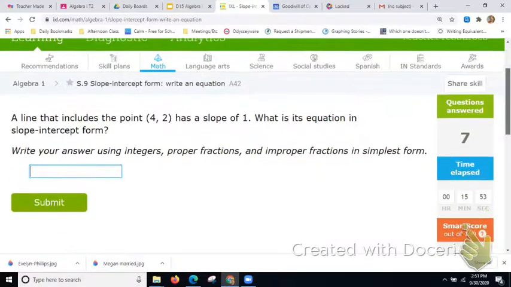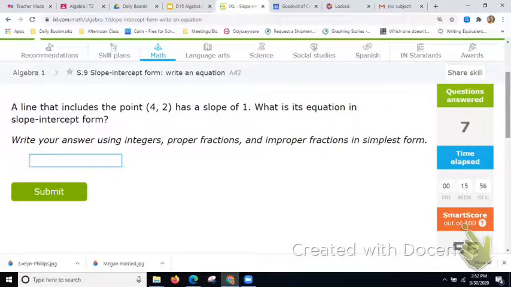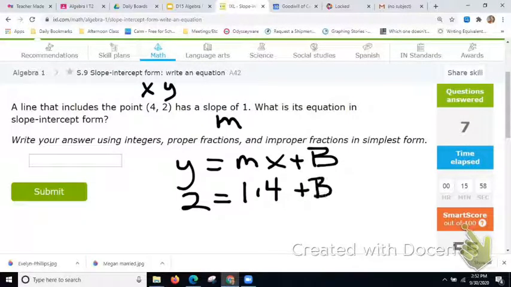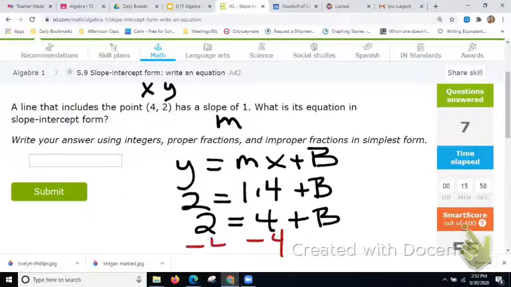So again, this one's another one with a slope of 1. So there's my m, the 1. Here's my x and my y. So again, I'm going to start with writing y equals mx plus b. You might not find that you always need to write that, but it's a good habit to start with. So this is 1 times 4 plus b. So 2 equals 4 plus b. Well, looks like we'd have to subtract something to get that 4 down, right? So it's going to make sense that we're going to get a negative number.